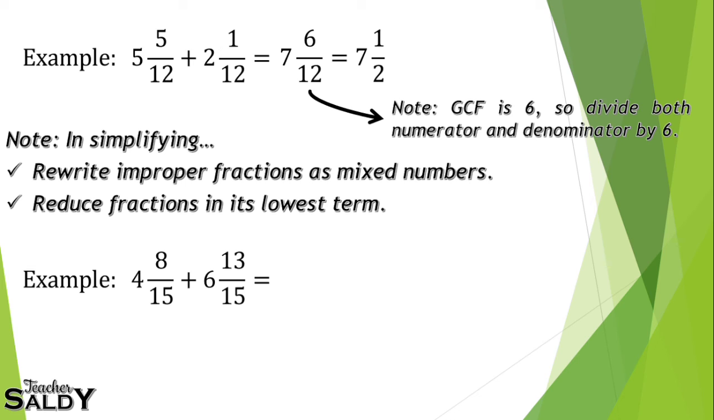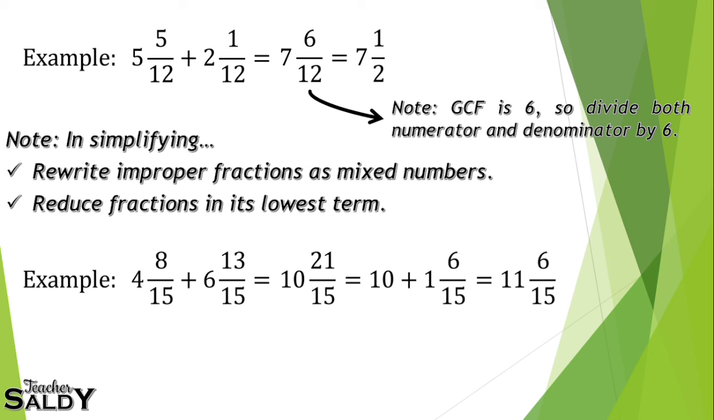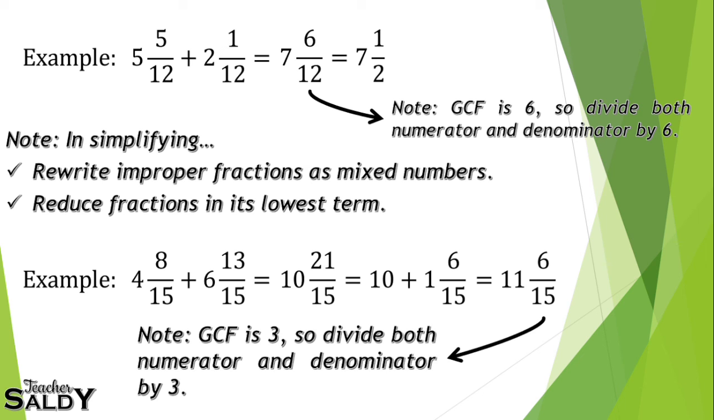Next example, we have 4 and 8 over 15 plus 6 and 13 over 15. So 4 plus 6, that's 10. 8 plus 13 is 21. And then we copy the denominator. So again, we can simplify because 21 over 15 is improper fraction. So that's 10 plus 1 and 6 over 15. Okay? So we have 10 plus 1, that's 11. So we have 6 over 15. So note that the GCF is 3. We divide both numerator and denominator by 3. Okay? So the final answer is 11 and 2 over 5.